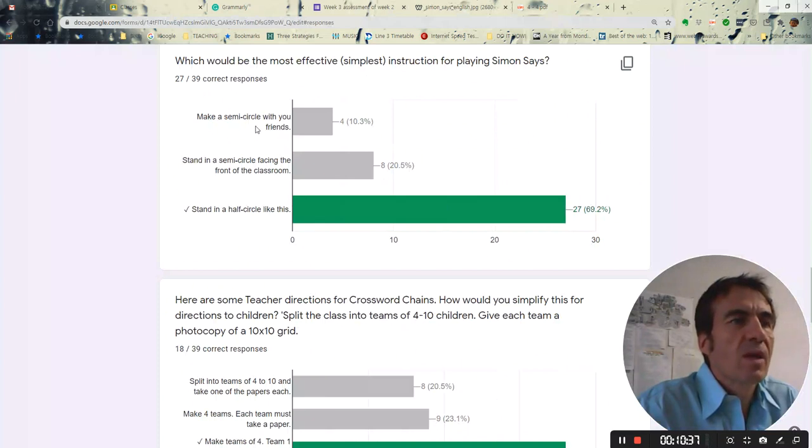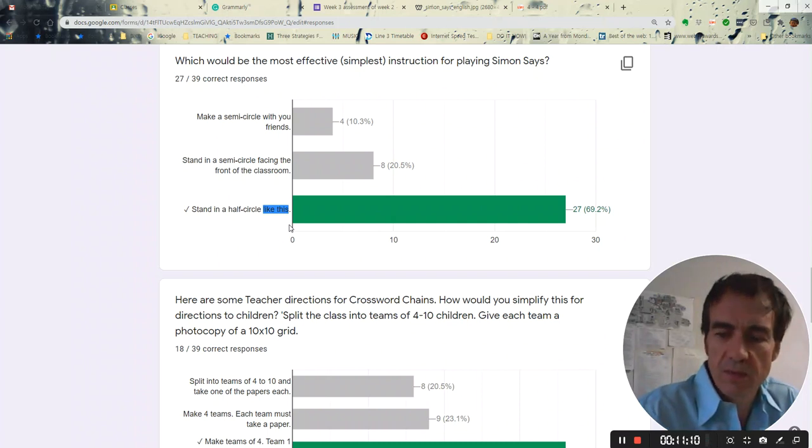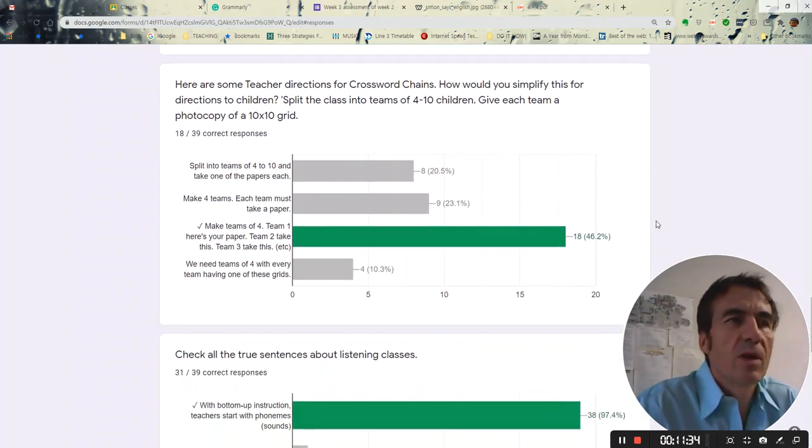So if we go back to the question, make a semicircle with your friends. Well, very short. Stand in a semicircle facing the front. We said this could be simplified. Stand in a half circle. So half circle is an improvement from semicircle. Like this is an improvement over the information here because they could be facing in any direction. Like this is a very commonly used expression, especially when you're in the classroom and you're showing students what to do, because there will be students who do not have the English to understand or the concentration. So you need to show by using actions. And then everyone can understand and get started on the game sooner rather than later.